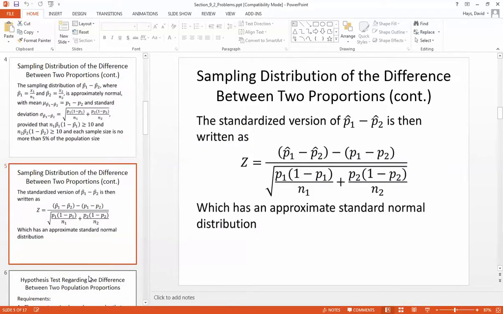Okay, now if we were doing it by hand, then here's how we switch it to a Z-score. Now it looks like a hideous formula, but you'll find it's really not that bad. The p hats are x over n, so we need x and n from each sample. And then p1 and p2 would be our population values, and those usually are given. Oftentimes they're given as percentages, and you have to change them to decimals.